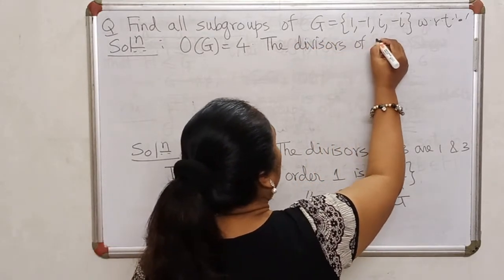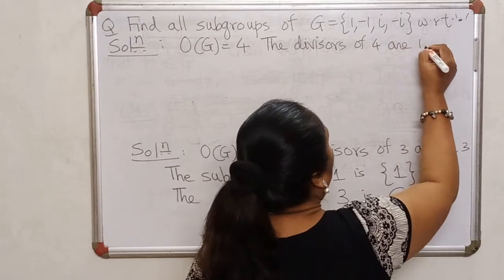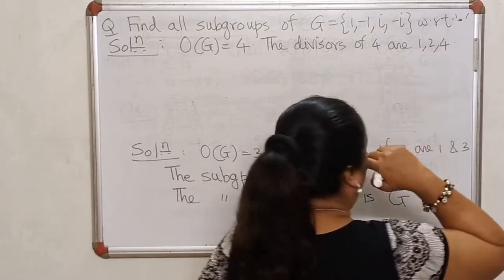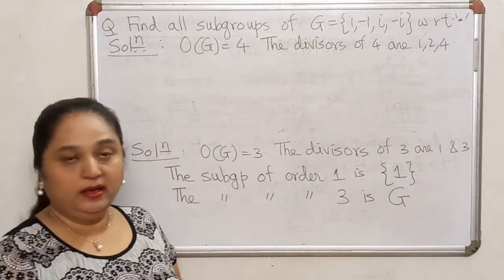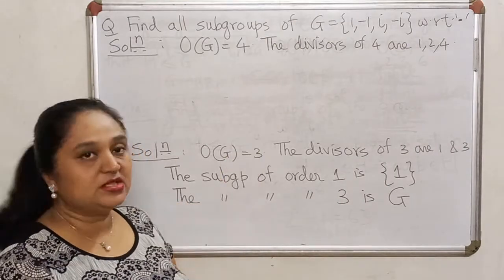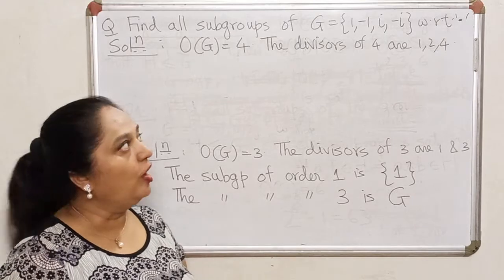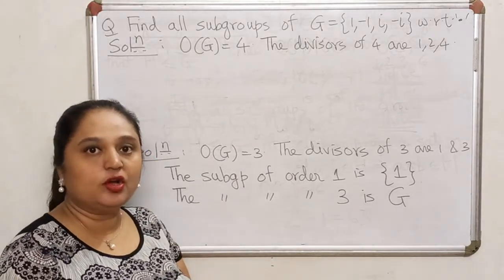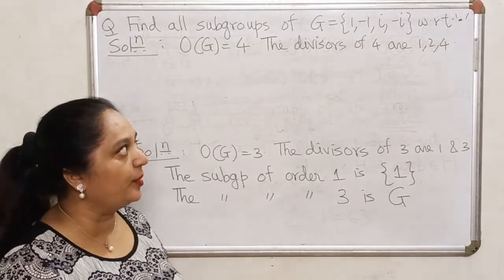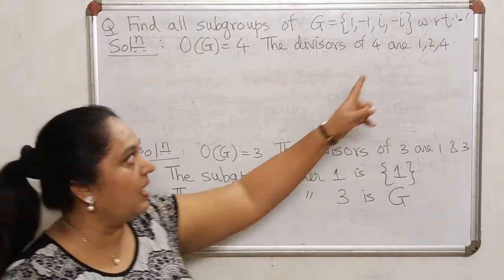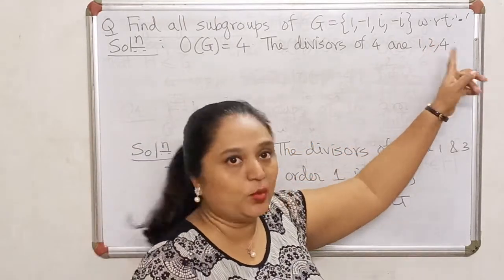The divisors of 4 are 1, 2 and 4. So again, Lagrange's theorem tells us that this group cannot have a subgroup of order 3. So we don't search for a subgroup of order 3. We will now look for subgroups of orders 1, 2 and 4.